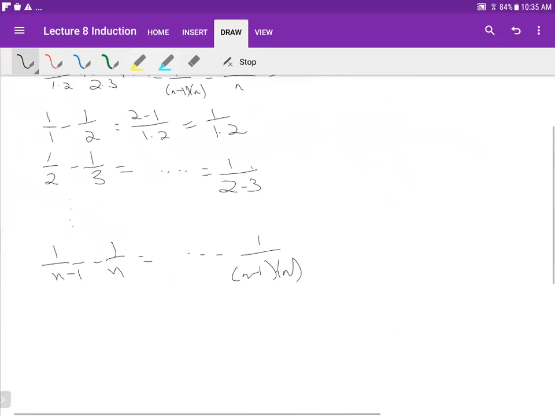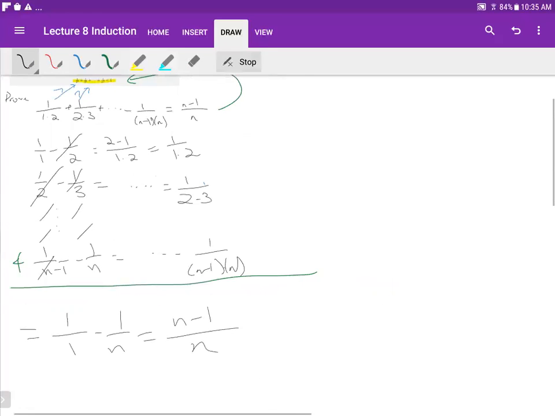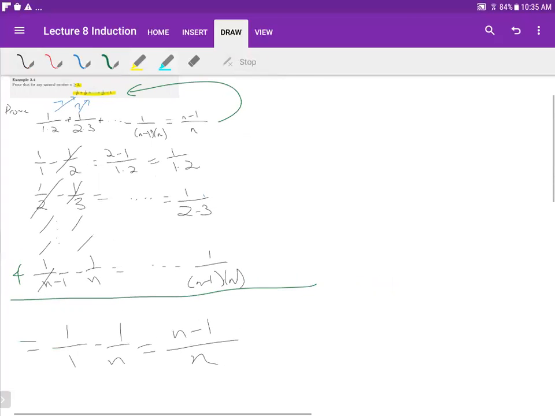And then what you can notice is that if you add all of these expressions together, the 1/2s cancel out, and then this would cancel out, etc. And then you would have 1 over 1 minus 1 over n, which is n minus 1 over n. And you can see why this is so powerful.